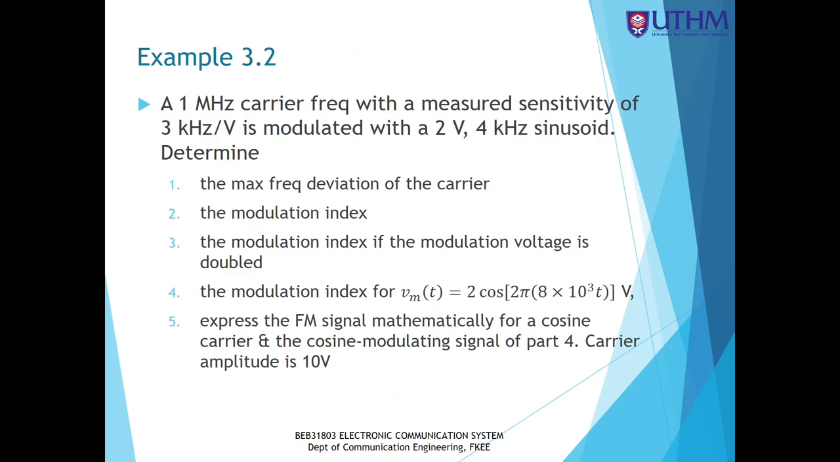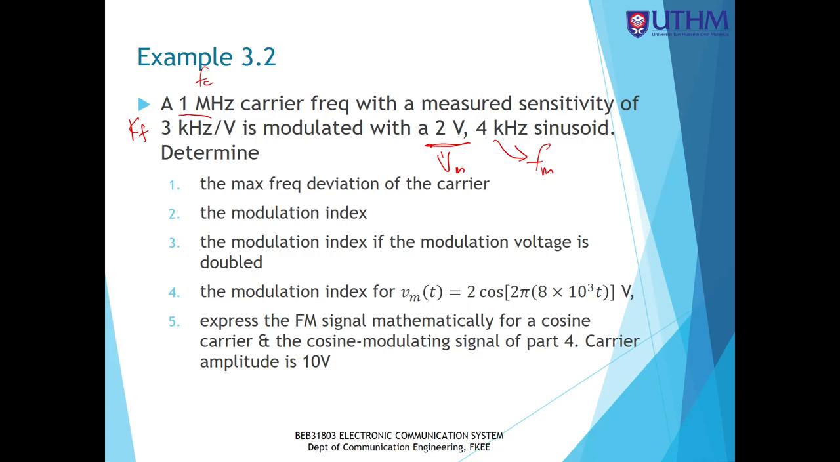Example 3.2: a 100 megahertz carrier frequency with a measured sensitivity of 3 kilohertz. So straight away you know that here is the FC, the carrier, and the measured sensitivity of 3 kilohertz per volt. You see that here is hertz per volt, so this is actually defined as KF. Okay, so the carrier is modulated with another signal. So what is it? It is the input message signal. So the input message signal modulates the carrier, it has the peak amplitude of 2 volt, which is VM. Okay, this is VM, and it has a frequency of 4 kilohertz. So this is the FM.